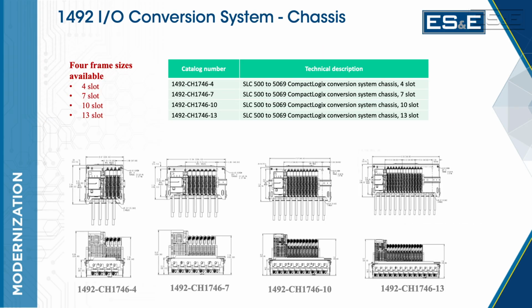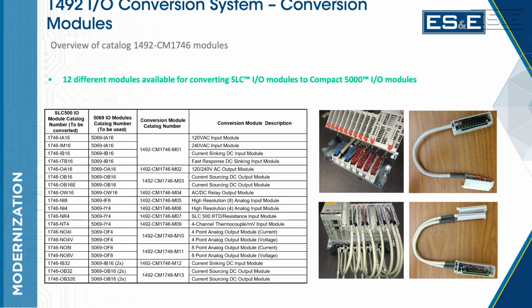There's the different frame sizes that are available. So there's a 4, 7, 10, and 13 slot. And there's just some of the I/O cards. Again, there's documents. I put the link in the very back of the PowerPoint so you can look at those and see what's available. You always want to do an inventory of what you got in the rack and make sure everything is compatible with it.